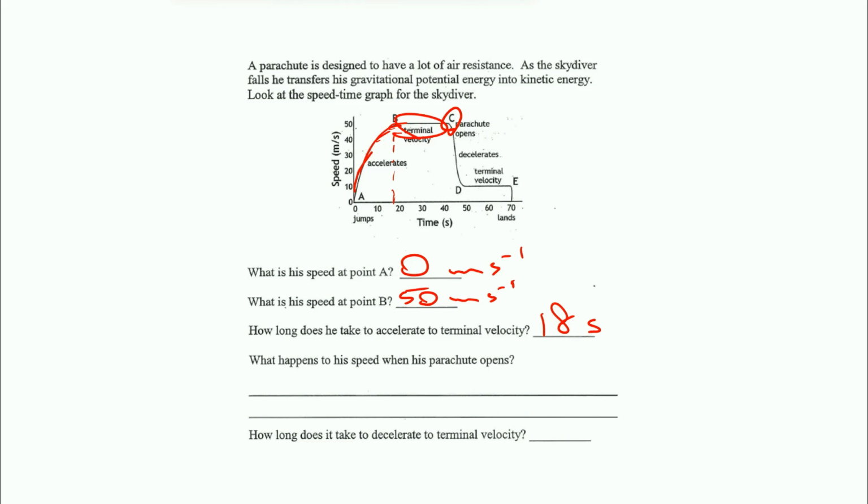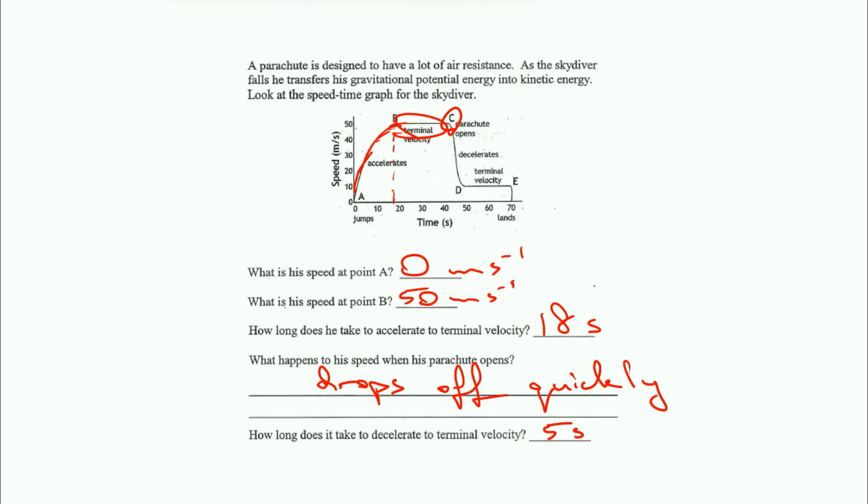So what happens to the speed when the parachute opens? It drops off really quickly. And this is a good thing, because then you won't go splat into the ground, so we like that. How long does it take to decelerate to terminal velocity? Well, looking at the graph, I reckon maybe 5 seconds. Now, to decelerate to terminal velocity, they were already at terminal velocity. Yeah, well, one was without the parachute and one was with the parachute.